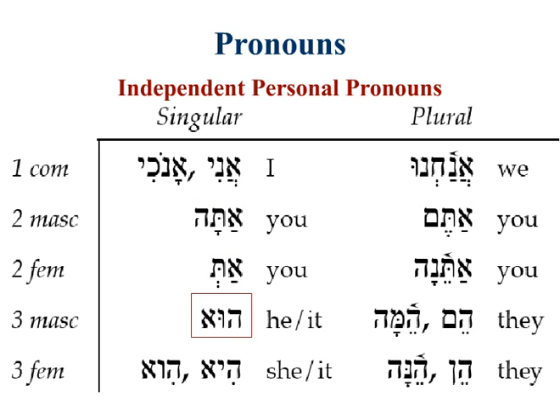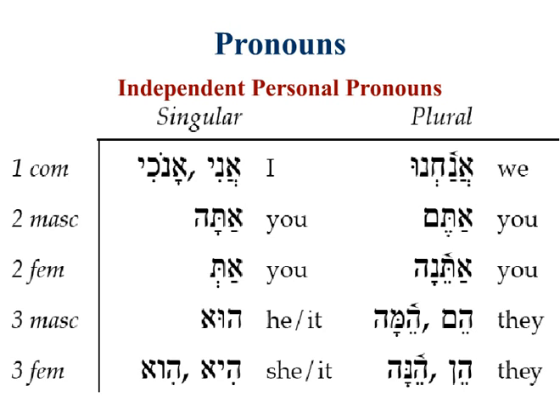The third masculine singular form, which translates either he or it, is pronounced hu. Note carefully, please, that this independent personal pronoun ends in an aleph. The third feminine singular independent personal pronoun has two forms. The one that we are concerned that you memorize is the one that is pronounced in Hebrew hi. It translates either she or it. The other form is a variant form that is attested in the Pentateuch.